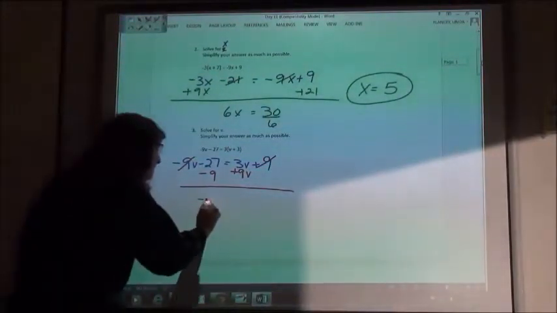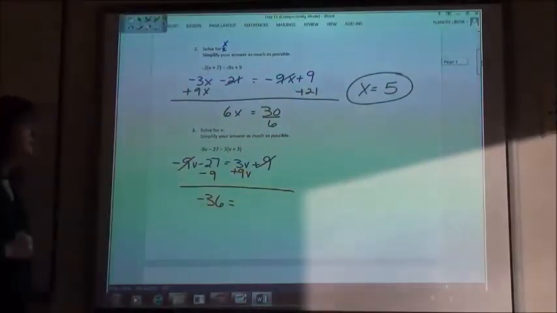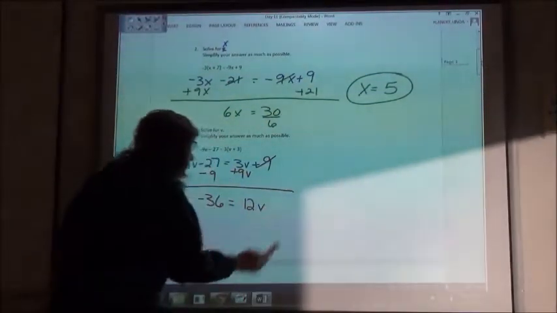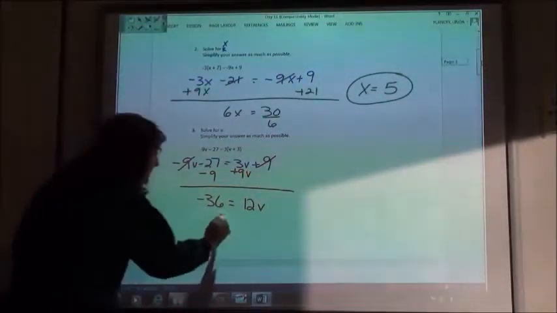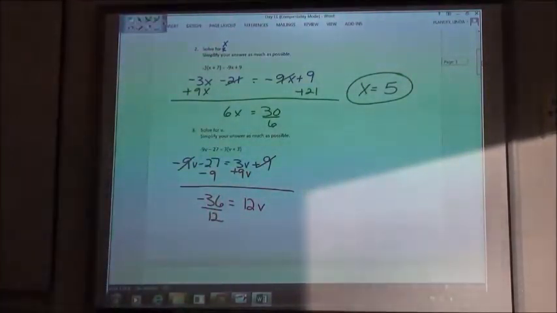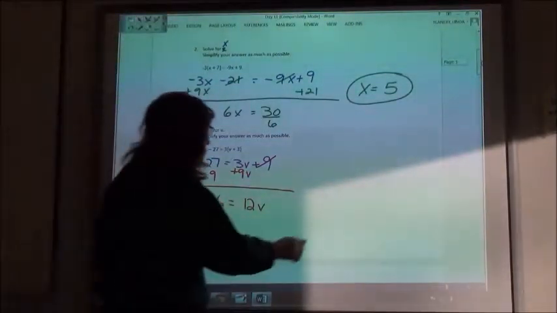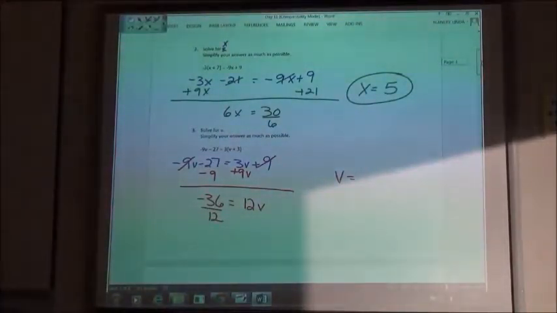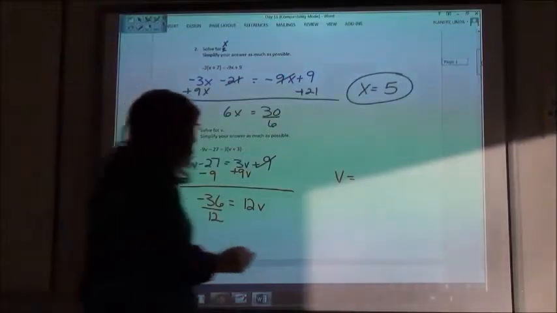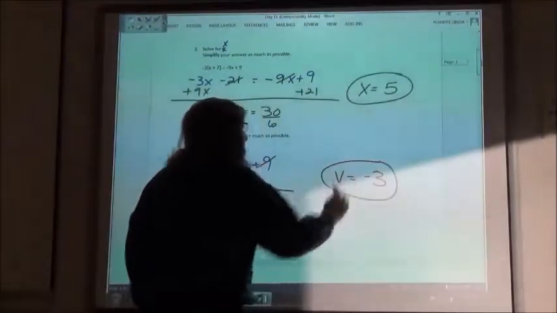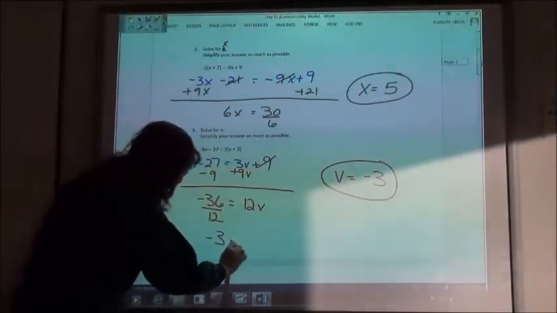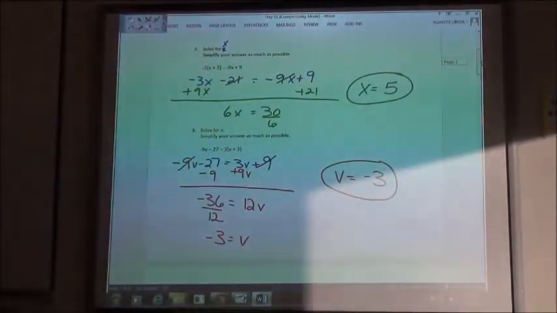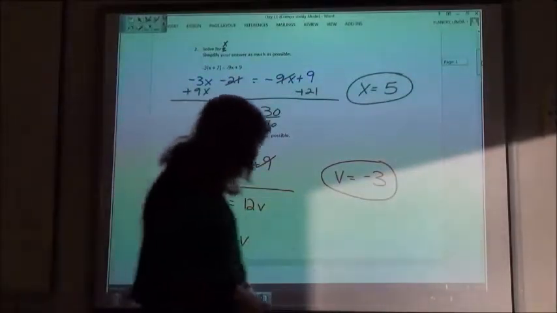Negative 36 plus 12v equals... 36 divided by 12 is what? I'm not trying to do this in my head too. 36 divided by 12. So negative 3 is going to be equal to v, right? So v is going to equal negative 3. All right. You sound like you can handle those ones. They're not too bad.